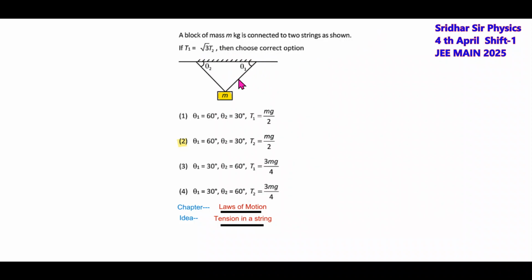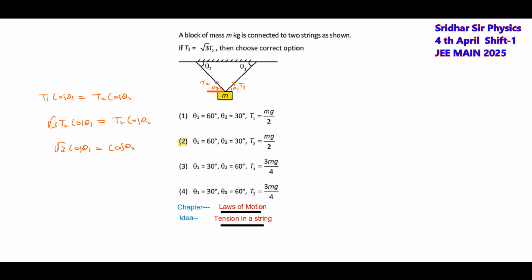So what are the tensions? This will be the tension T1, T2. This will be theta1. This will be theta2. What is the basic idea? This is an equilibrium. So T1 cos theta1 equal to T2 cos theta2. T1 equal to root 3 T2. Root 3 T2 cos theta1 equal to T2 cos theta2. Okay, this is one equation.